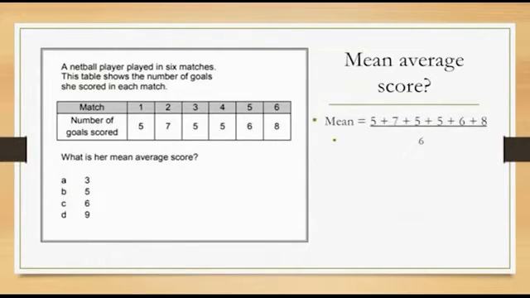We would add all the data values that we have, and we would get a total of 36. We would divide by the number of data pieces we have, which is 6. 36 divided by 6 giving us 6. So the mean score for this set of data is 6. That means on average, she scored 6 goals.